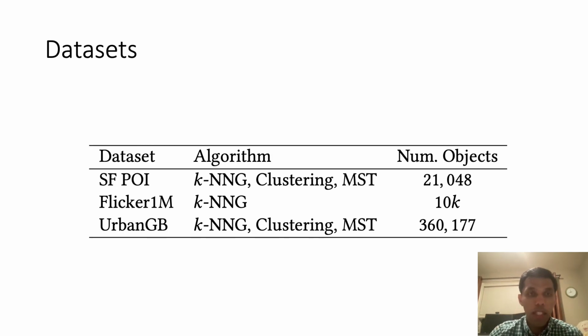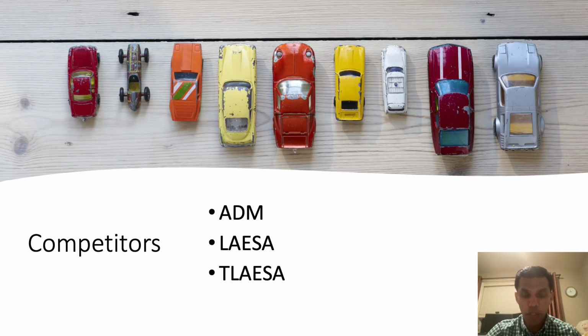Here you can see a glimpse of the datasets that we have used in our experiments: the SFPO dataset with 21,000 objects, the Flickr dataset with 10k objects, and UrbanGB with 360,000 objects. All of these are real-life datasets. In the second column, you can see the proximity algorithms that we have used to validate our approach, showing the generality of our solution framework to a wide range of proximity problems. Here are the state-of-the-art competitive algorithms to the methods that we have developed. ADM is the cubic algorithm that we mentioned previously, and it gives you the exact answers. LESA and TLESA are for very large graph settings.